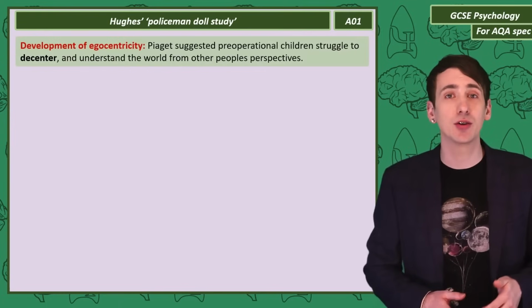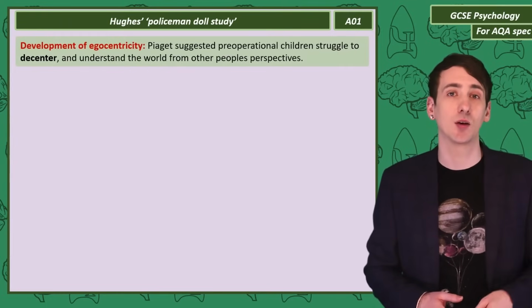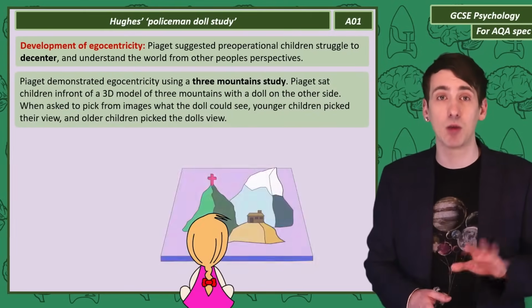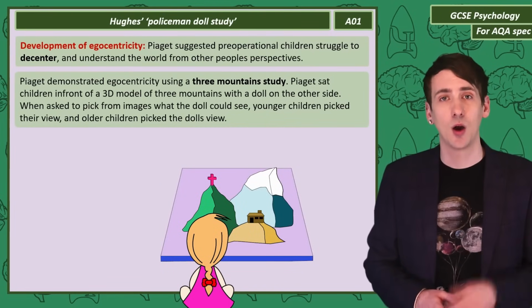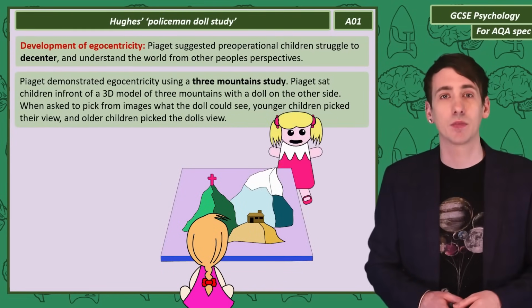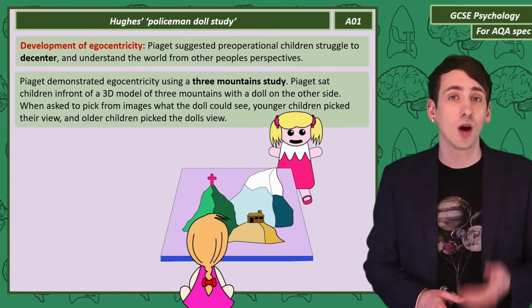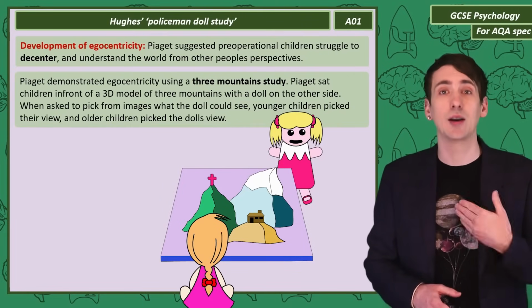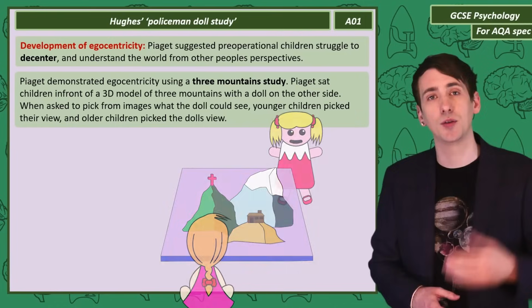Piaget showed that pre-operational children struggle to decenter with the Three Mountains study. He sat children down in front of a three-dimensional model of 3 mountains, with a doll on the other side. When asked to pick from images what the doll could see, younger children picked the image with their view, and older children picked the image with the doll's view.